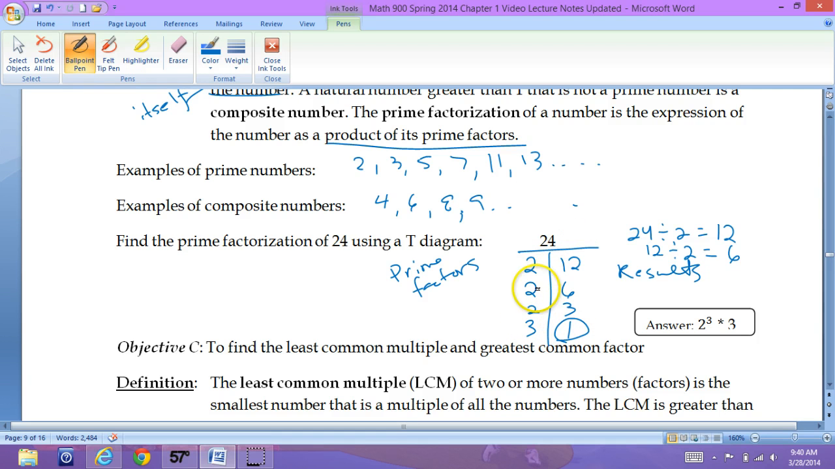So this whole time, you're going across the columns. So 24 divided by 2 is 12. 12 divided by 2 is 6. 6 divided by 2 is 3. 3 divided by 3 is 1. As soon as you get to a 1, you have your prime factors. It's 2 times 2 times 2 times 3, which is the left hand side. And this can also be written as 2 cubed times 3, which is what I have over here in the answer box.